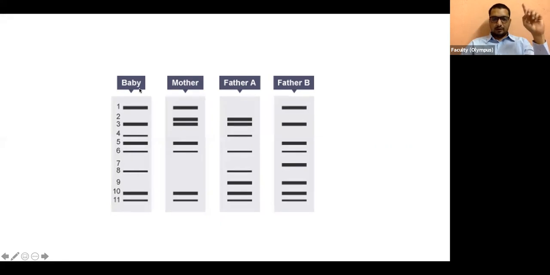But remember one clue here. The babies usually share some amount of DNA with the mother, some amount of DNA with the father. Normally 50%, 50% it says, but it doesn't have to be exactly 50%. So look for some fragments in the baby's DNA matching with the mother, and some from the father.